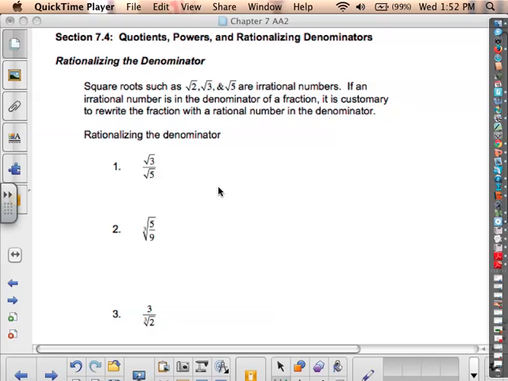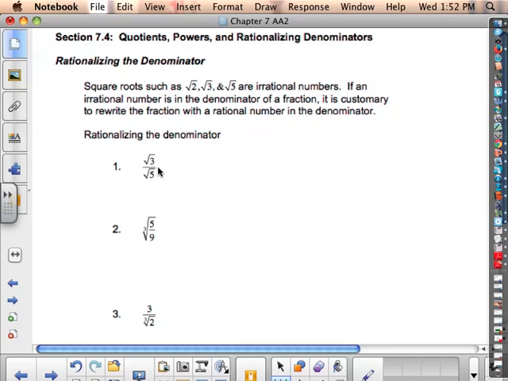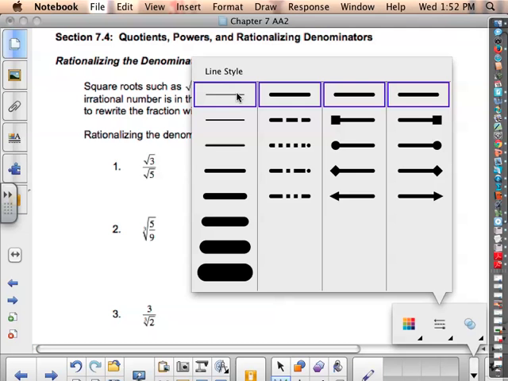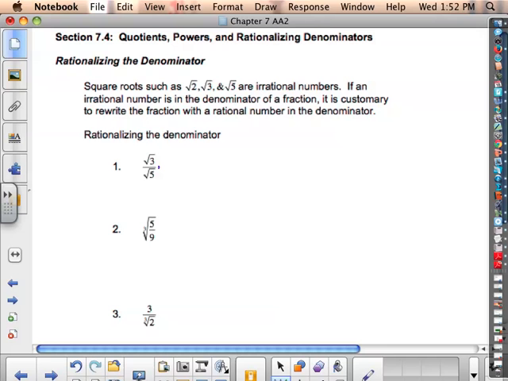And to do that, you'll just multiply numerator and denominator by the power in the denominator. So we'll multiply by the square root of 5, square root of 5. That'll give me the square root of 15 in the numerator and 5 in the denominator, because 5 times 5 would be the square root of 25, which is 5.